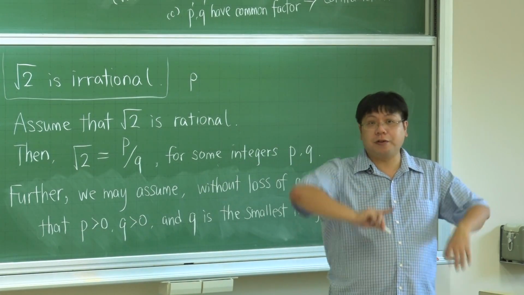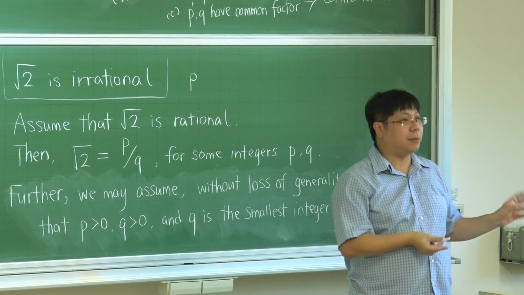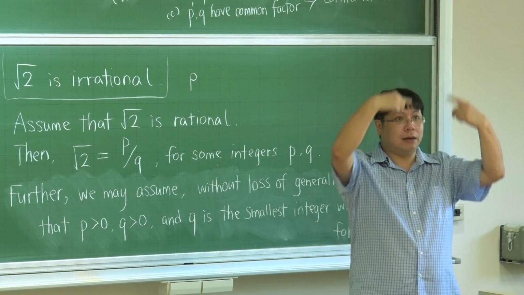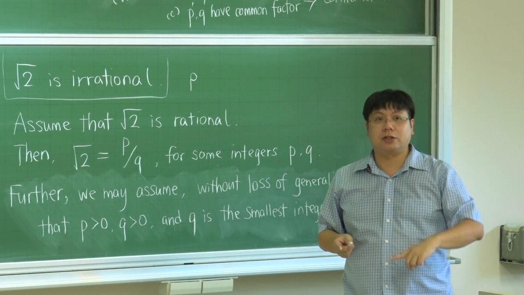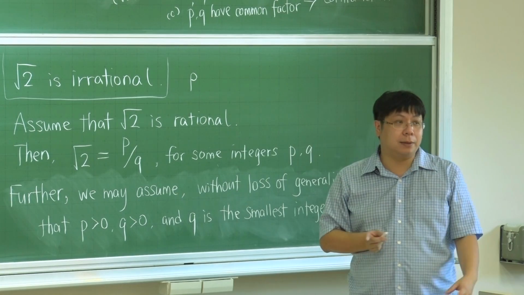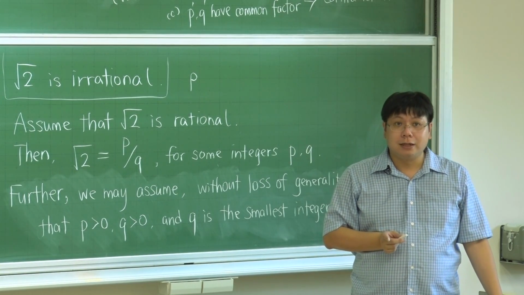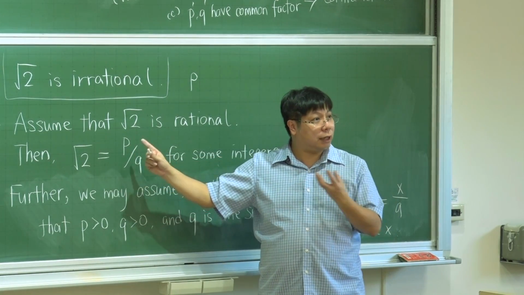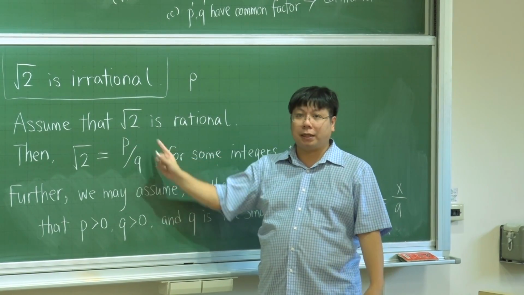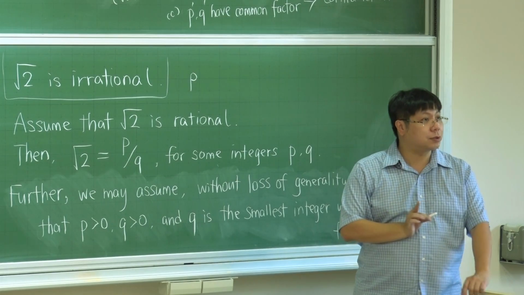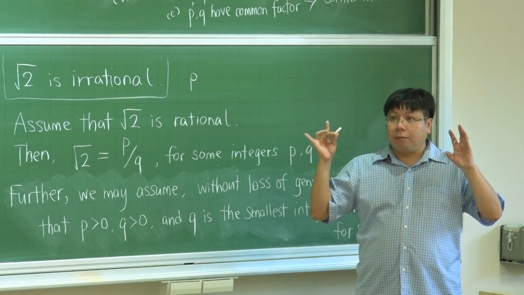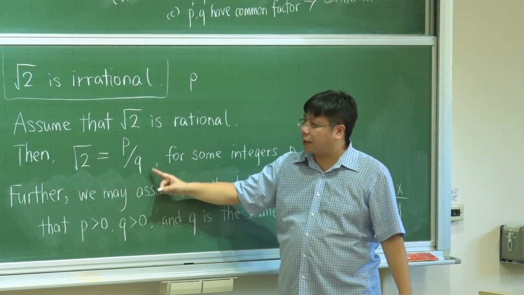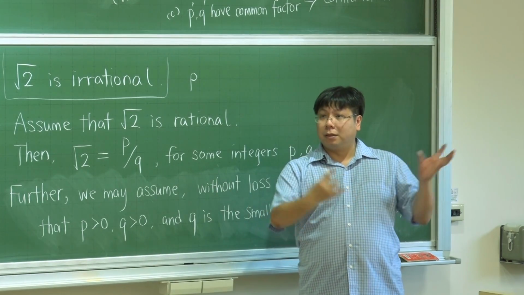Is that okay? So if you give me some p and q, and some of them are negative, then I multiply negative to the top and the bottom, then both of them become positive. Is that okay? Now furthermore, there could be different choices of p and q that we can choose to be equal to square root 2. And if there is more than one choice, then I will always pick the q to be the smallest one.